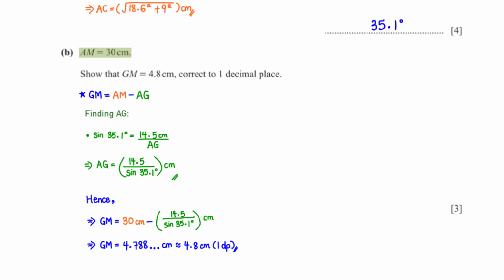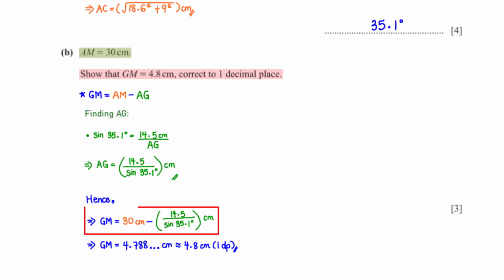AM equals 30 centimeters. Show that GM equals 4.8 centimeters rounded to one decimal place. GM is equal to AM minus AG. We've already been given AM as 30 centimeters, so we need to find AG. To get AG, we apply SOHCAHTOA to triangle AGC. This gives us sin 35.1 degrees equals 14.5 centimeters divided by AG. When we make AG the subject, this is what we get.